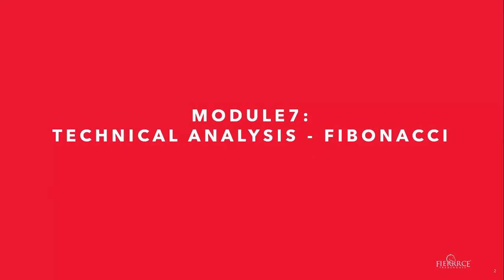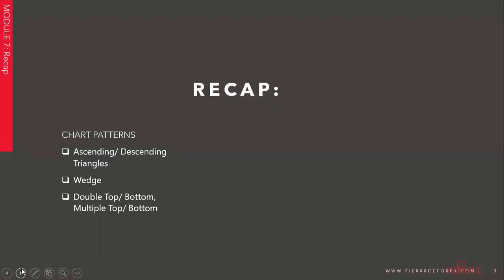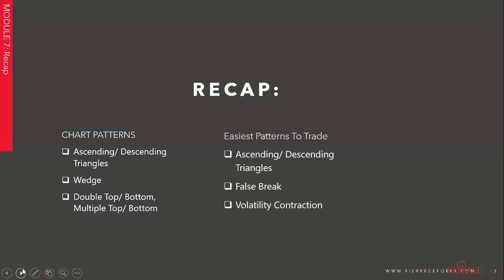So we've been discussing various topics in technical analysis, and in this module, we're going to cover Fibonacci. But let me just do a quick recap. In the last module 6, I believe we tackled chart patterns, and we looked at 3 main ones: the ascending and descending triangles, the wedge patterns, the double top, double bottom pattern, or the multiple top, multiple bottom pattern. And then I also gave an idea of easy patterns to trade, especially as a beginner.